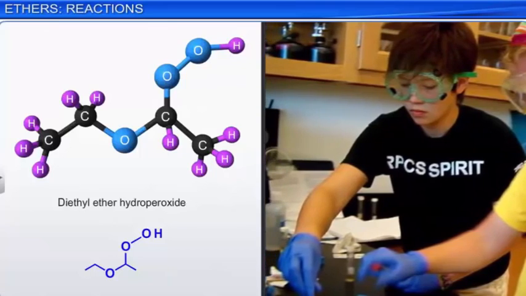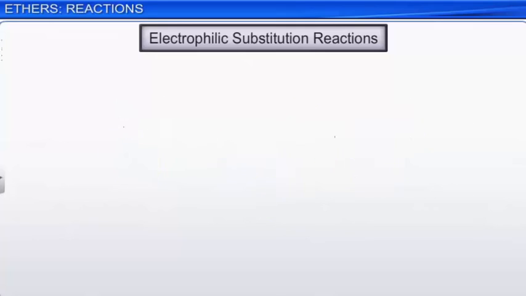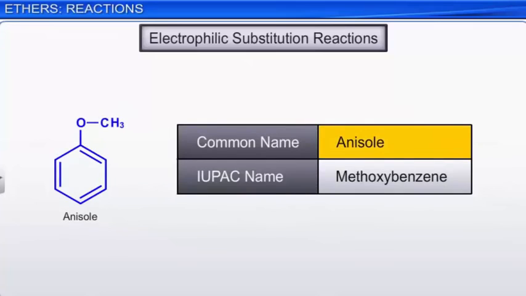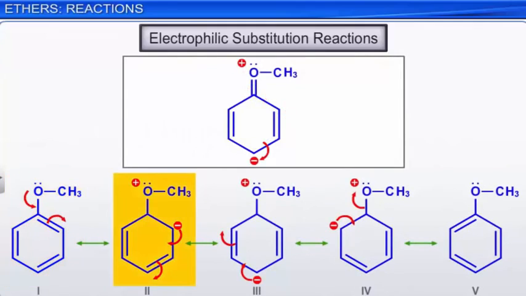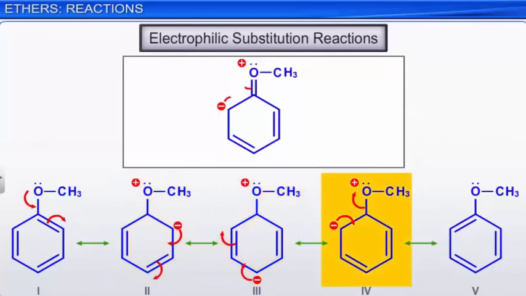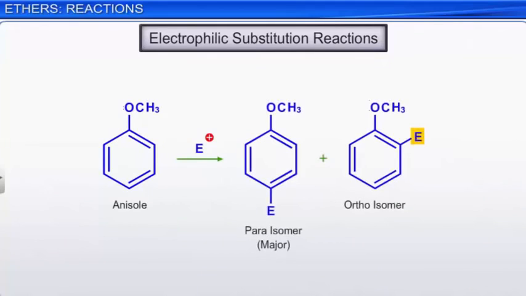Let us now look at electrophilic substitution reactions of anisole, which is an alkyl aryl ether. Anisole is the common name for methoxybenzene. The lone pair on the oxygen atom of the methoxy group activates the ring towards electrophilic substitution as shown in the resonance structures. Hence, it is ortho-para directing. The para isomer is the major product due to steric hindrance at the ortho position.